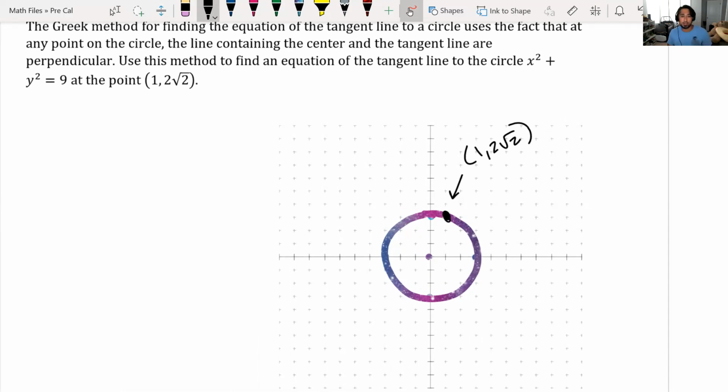And in order to do that, it says that the line containing the center and the tangent line are perpendicular. And if you know anything about lines, if you intersect and you're perpendicular, then your slopes are negative reciprocals. Okay, which means the key word here is we need to find the slope of the line that goes through the center and the point. And once we find the slope of that line, we can find the slope of the tangent line, which will help us find the equation of the tangent line. Whoa, right? Don't worry. I'll write it all down. Okay. So first off, we need to find the slope of this blue line first, okay? We're gonna find the slope of the blue line.